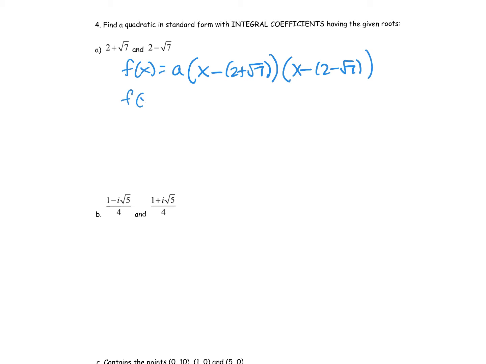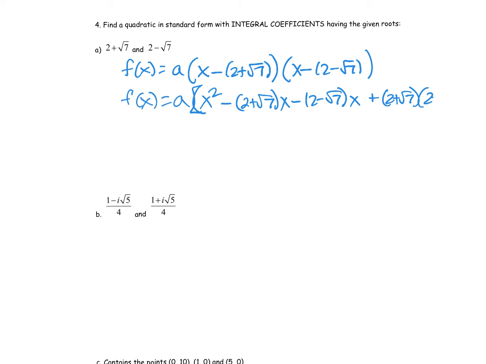Let's FOIL it out here. I'm just going to keep the a out in front for now. And so FOILing this out, I get x squared minus, and I'm going to leave the 2 plus root 7 in parentheses right now, just to make sure I don't make a careless error. And then minus 2 minus root 7 x. And then plus, we're doing 2 plus root 7 times 2 minus root 7. Okay, so a, and now I've got x squared minus 2x plus root 7x minus 2x.